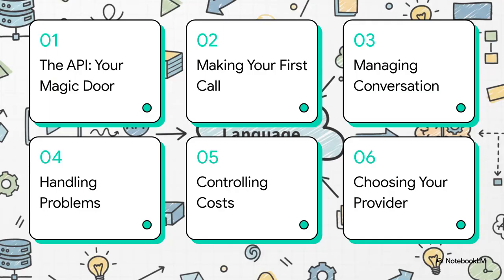And here's our game plan. We're going to start with what an API even is. Then we'll make our first request. After that, we'll teach our app to remember conversations, handle the errors that always pop up, keep our costs from exploding, and finally, pick the right AI provider for whatever you're building.